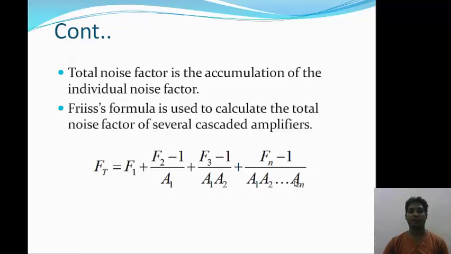In Friis formula, we calculate the total noise factor of several cascaded amplifiers as shown in the formula in the slide. Ft is equal to F1 plus (F2 minus 1) by A1 plus (F3 minus 1) by A1 A2, where A1 is the gain of the first amplifier, A2 is the gain of the second amplifier, and so on.